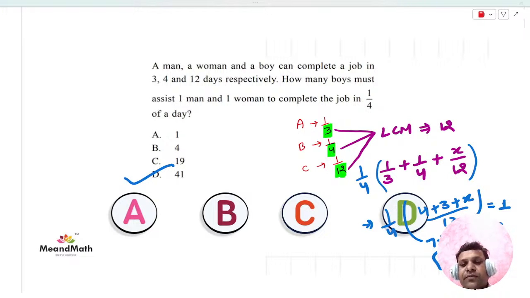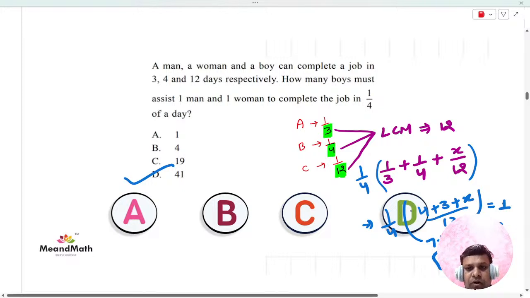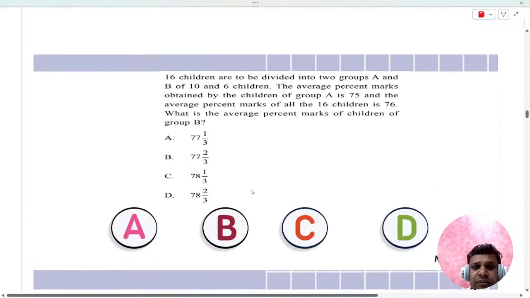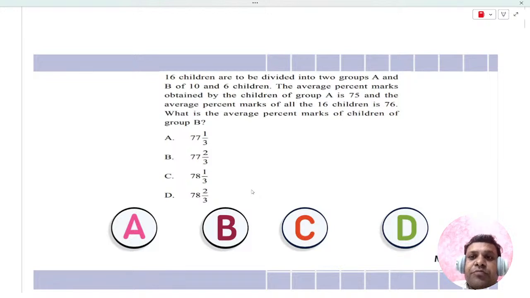Okay, let's move to the next question, question number 4. All questions are very important and very good questions, and all are from various exams. The question says 16 children are to be divided into two groups A and B of 10 and 6 children. The average percentage marks obtained by the children of group A is 75, and the average percentage marks of all the children is 76. What is the average percentage marks of the children of group B?